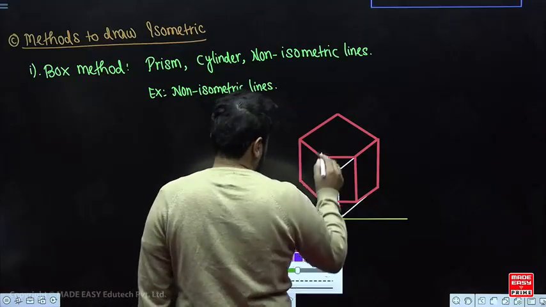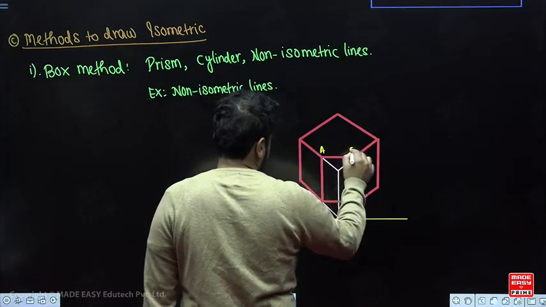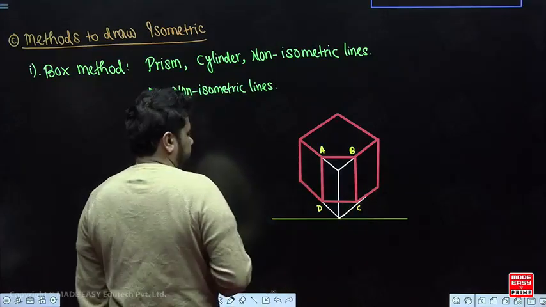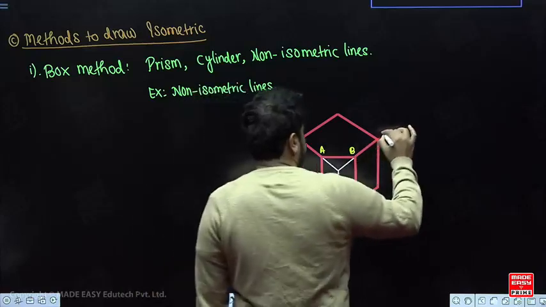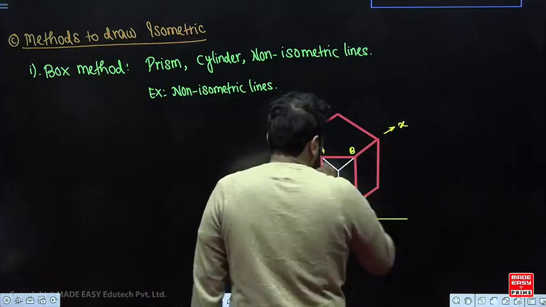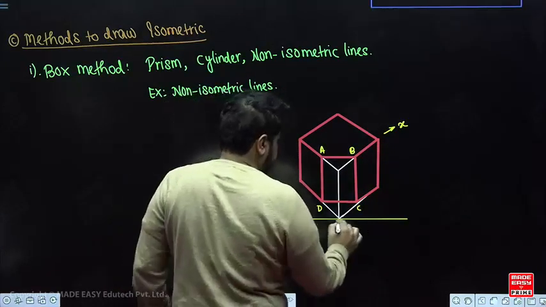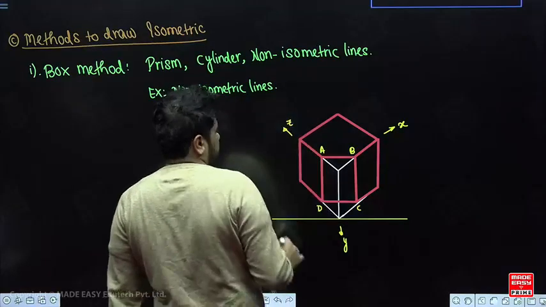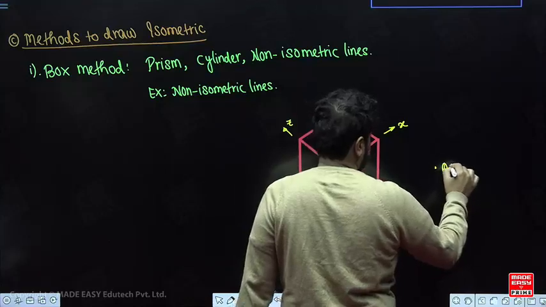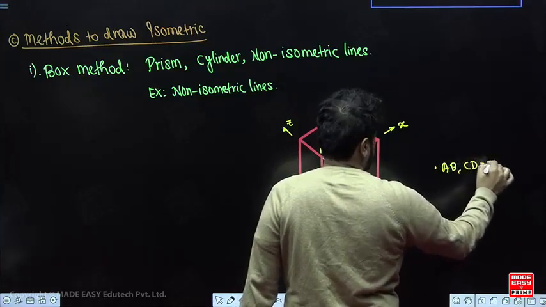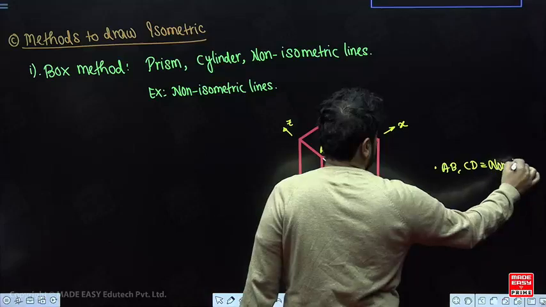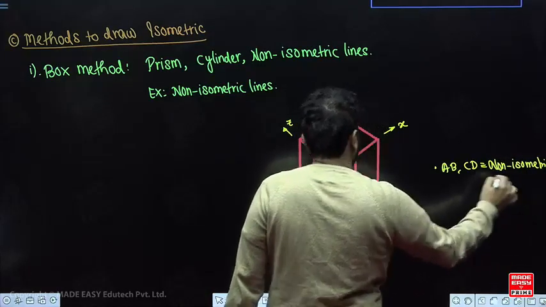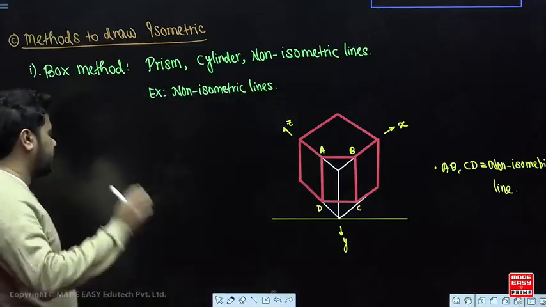So if I consider this to be A, this is B, this is C, and this is D, right? So A, B and C, D is neither parallel to isometric axis. X हो गया, Y हो गया, Z है, correct. So here AB, CD is called as non-isometric line because it is neither parallel to x-axis nor parallel to y-axis nor parallel to z-axis.